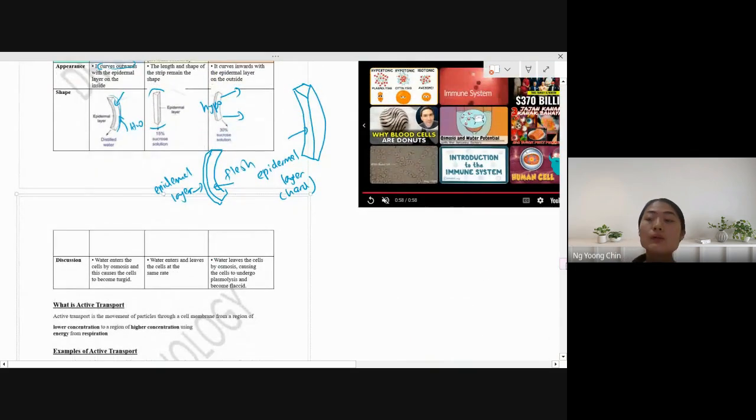And then when you write the answer for osmosis, please write that the water enters into the cell by osmosis, so they will cause the cell to become turgid in the plant cell. When the water leaves the cell by osmosis, this will cause the potato cells, the potato strips, to plasmolyze and become flaccid. So this is a term that you should include in your answer.